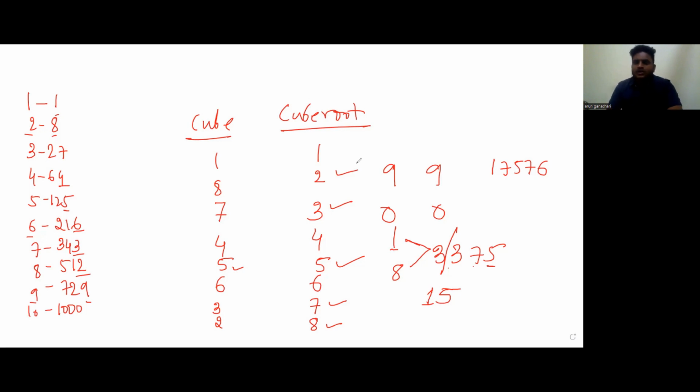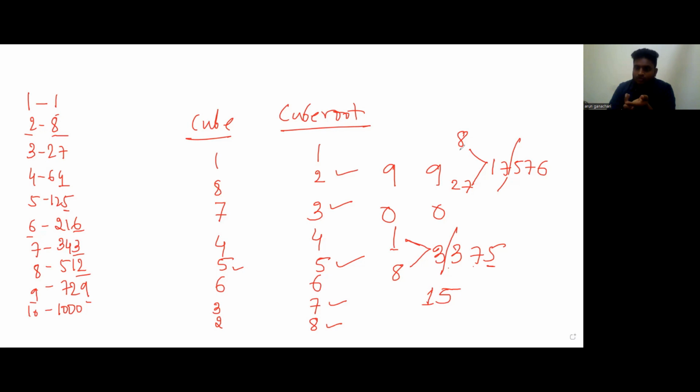How much are you getting? 17576. From the right-hand side, we have to make a grouping of 3 digits: 1, 2, 3. So this is a grouping. Then 17 will come after 8 and before 27. Yes or no?